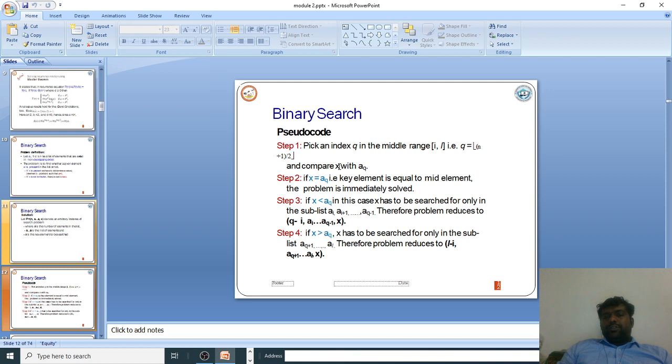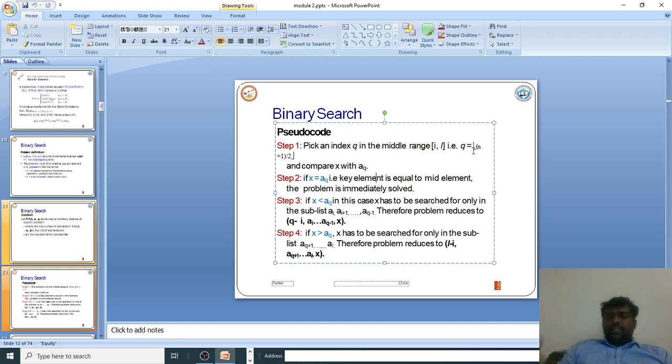Now you're going to compare the element with respect to the middle element. If both are equal, if x is equal to a of q, the middle element, then the problem is solved. Else if it is less, again you need to perform divide and conquer on the left hand side. If it is greater, then you have to perform divide and conquer on the right hand side. Got it?